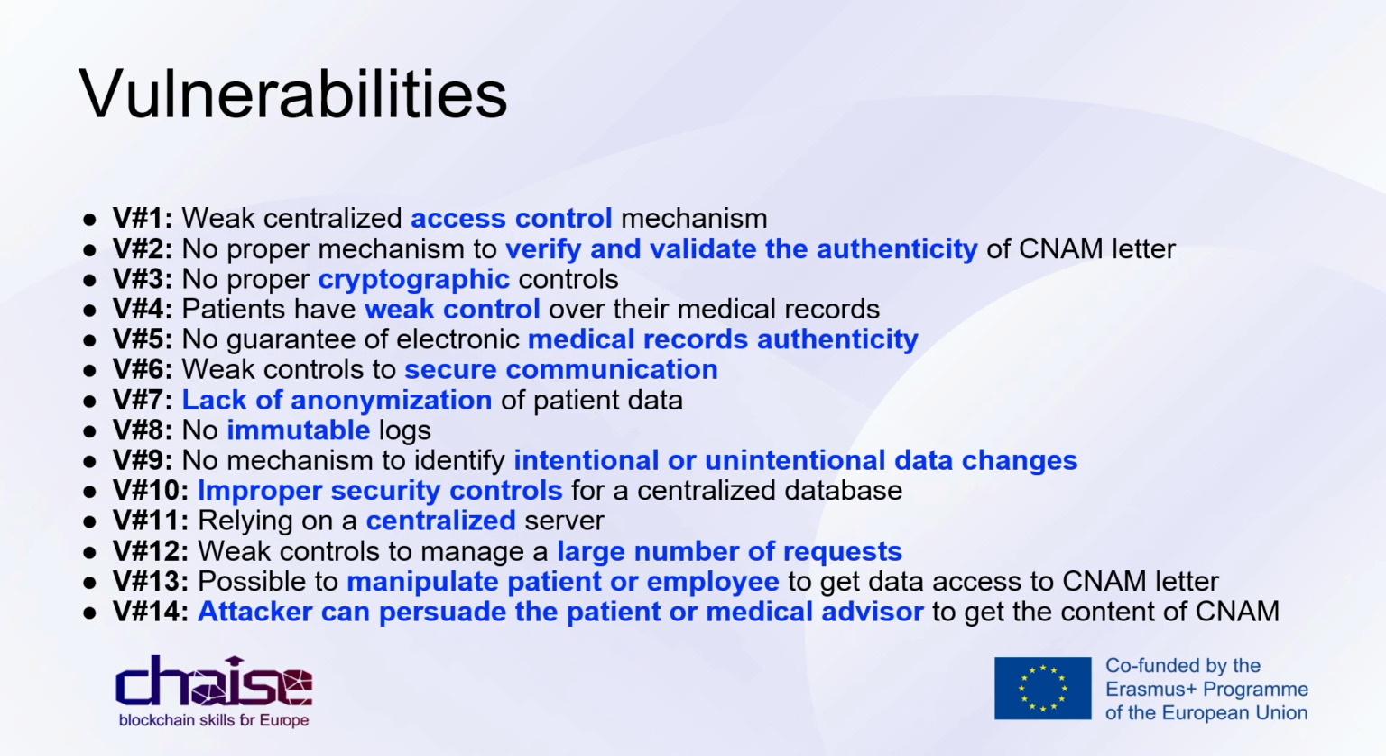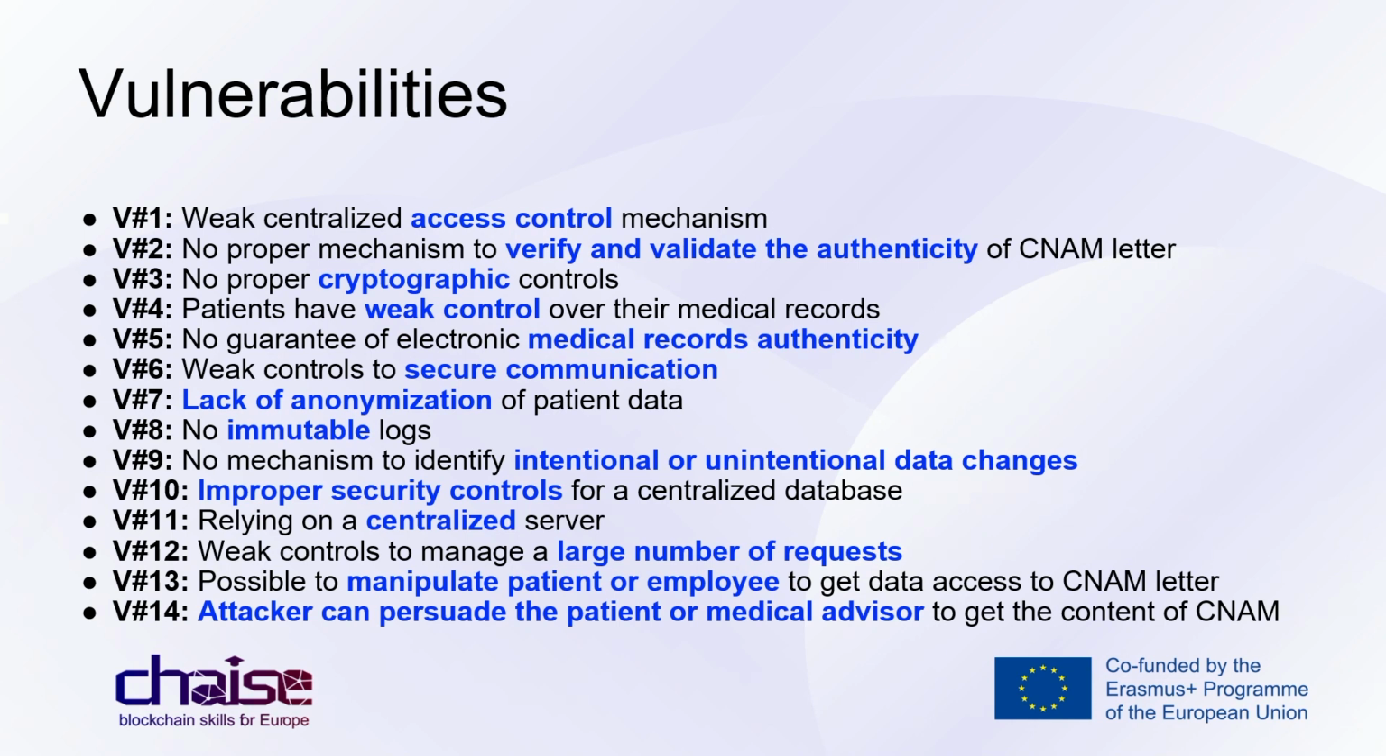Vulnerability 8 is related to no immutable logs, because the logs are stored in centralized technology infrastructure. There are high chances people can modify them and remove the traces, and there is no mechanism to verify whether these logs are authentic or not. Vulnerability 9 is related to no mechanism to identify intentional or unintentional data changes. For example, there is a chance of repudiation in this case.